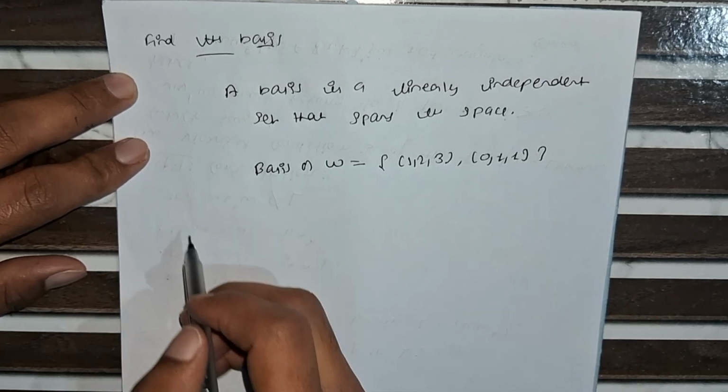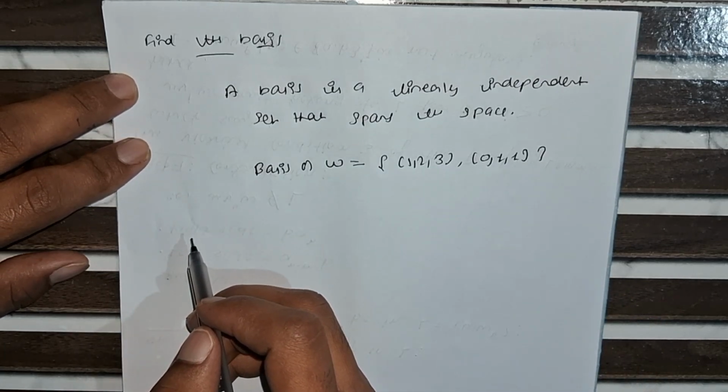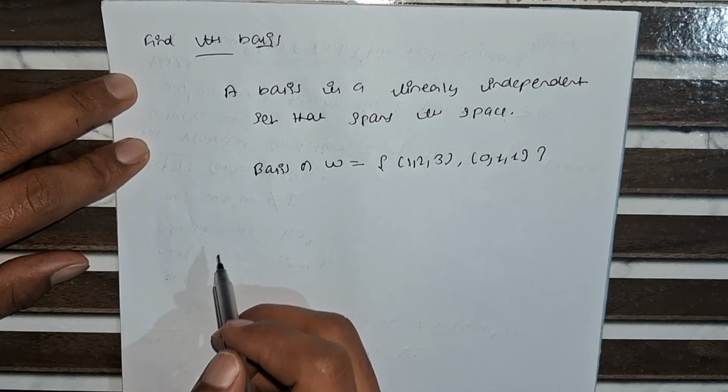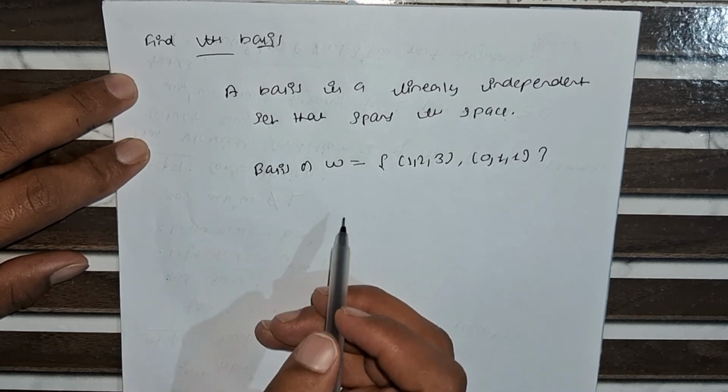So now find the next one, which is dimension. What is the meaning of dimension? The dimension of a subspace is equal to the number of vectors in the basis.